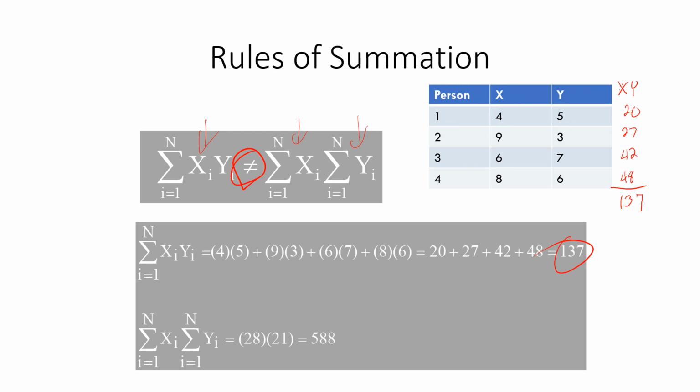However, if you did the sum of x first and the sum of y first, you get 28 here and 21 here. If you multiply those together, you get 588. Why are they different? Again, because of order of operations. In this case, you're adding first, then multiplying. In this case up here, you're multiplying first, then you're adding. So the order of operations messes up your final answer.